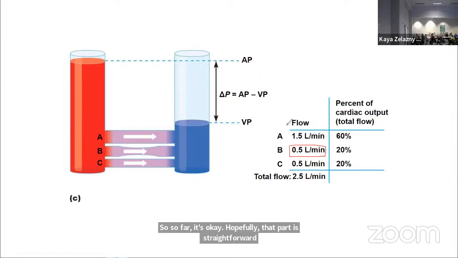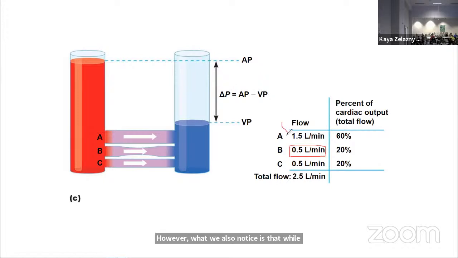However, what we also notice is that while the flow to A and C, that overall number, has stayed the same, instead of getting 50% of the flow for A, we're now at 60%. C before had, I believe, 17%. Now it's at 20%, even though its overall number of liters didn't change. And I think that is the potentially slightly confusing part of this image.